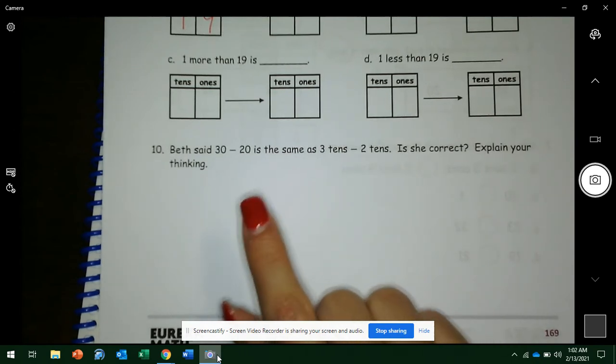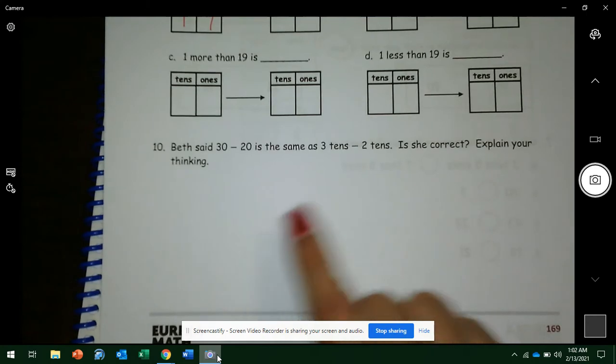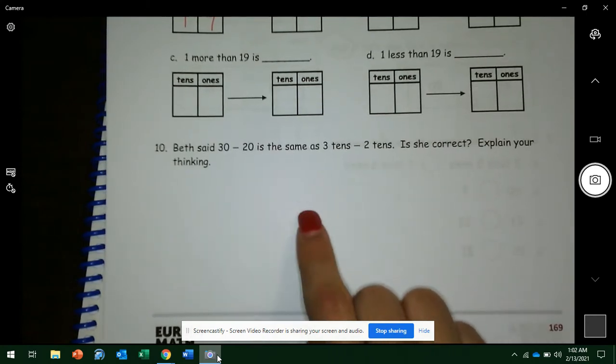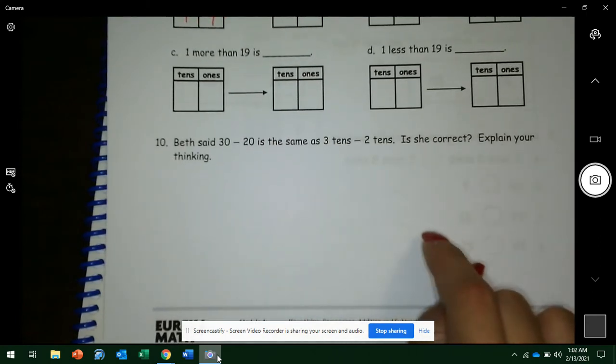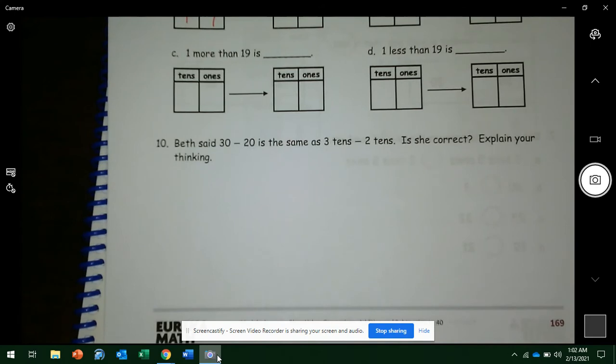You can either write yes, she is correct, or no, she is not correct. Make sure you have a yes or no answer and that you draw a picture to explain your thinking.